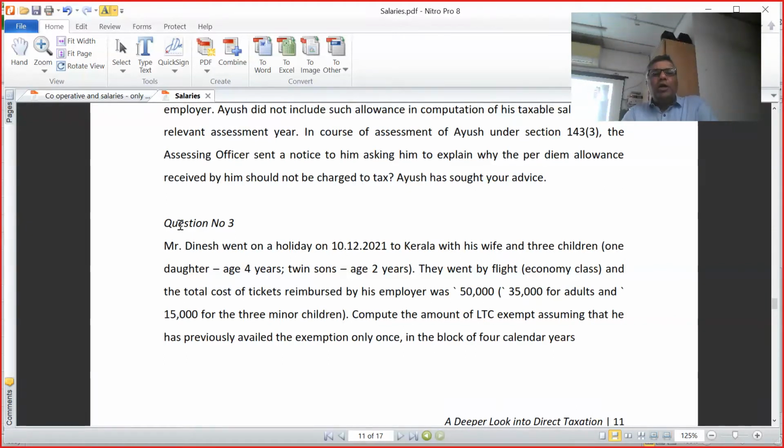Dinesh went on a holiday to Kerala with his wife and 3 children. One daughter aged 4 years, twins, son 2 years. They went by flight economy class and the total cost of tickets reimbursed by the employer 50,000. Compute the amount of LTC exempt assuming that he has previously availed the exemption only once in a block of 4 years. In a block of 4, you can avail 2. What is exempt?